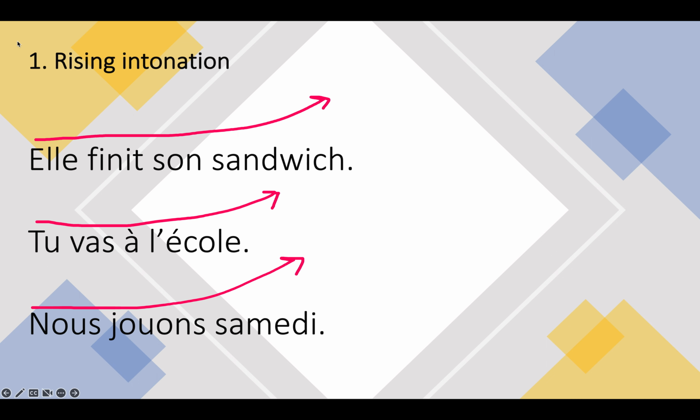The statement is, Elle finit son sandwich. Tu vas à l'école. Nous jouons samedi. If I change my vocal intonation, it sounds like a question. Elle finit son sandwich? Tu vas à l'école? Nous jouons samedi? So that's the first way. Rising intonation can turn a statement into a question.